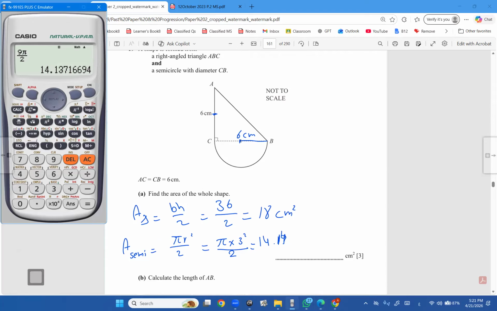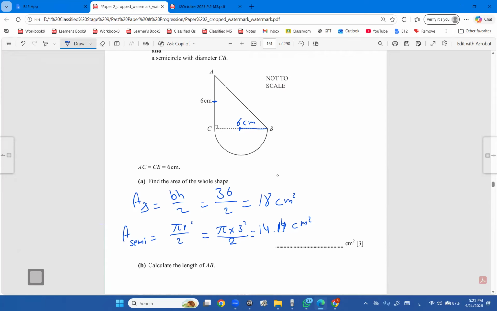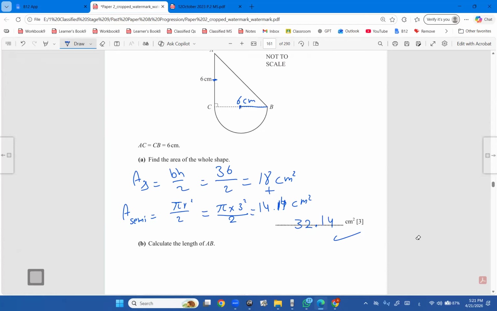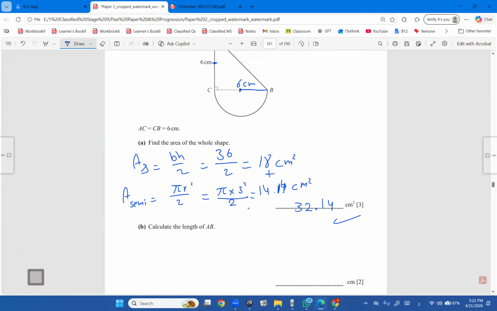Or if you want to round it to 1 decimal place or 2 decimal places, it's up to you. They did not determine anything, but don't round it to the whole number. All right, so 14.1 or 14.14 is accepted. But the total area for the whole shape is this plus this, which is going to give you 32.14 centimeters squared.